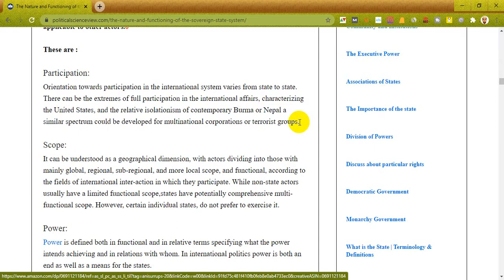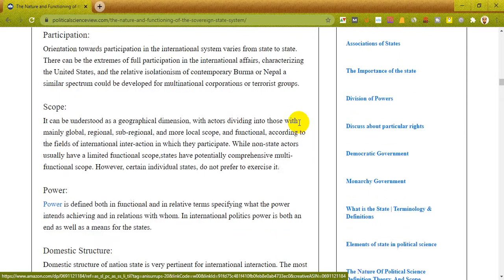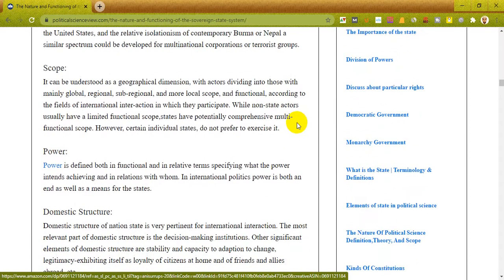Scope. It can be understood as a geographical dimension, with actors dividing into those with mainly global, regional, sub-regional, and more local scope, and functional, according to the fields of international interaction in which they participate. While non-state actors usually have a limited functional scope, states have potentially comprehensive multifunctional scope. However, certain individual states do not prefer to exercise it.